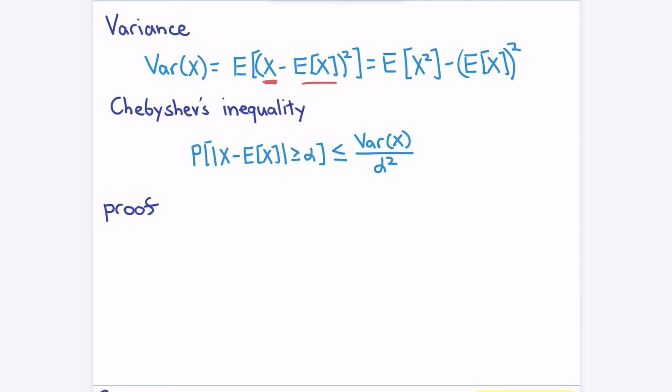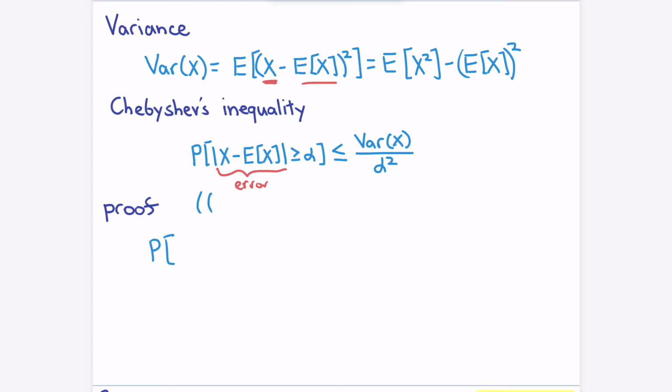So how often is the absolute error or deviation, in our application an error, at least some value alpha? It says at most variance of x over alpha squared. Something proportional to the variance. But how do we prove this? It's actually not so hard to prove. I'll do the first step.